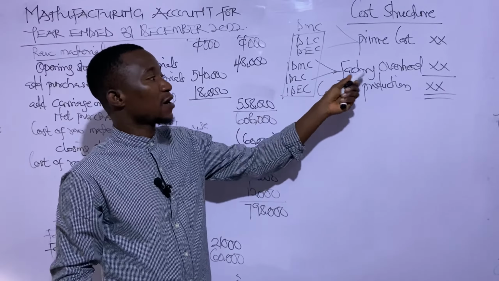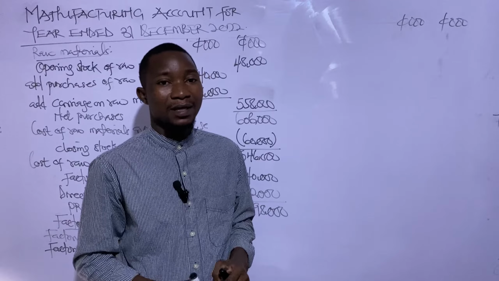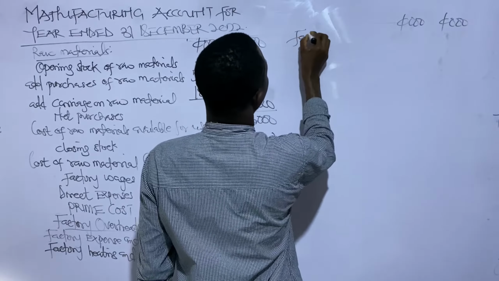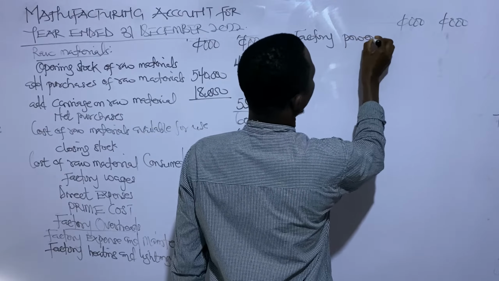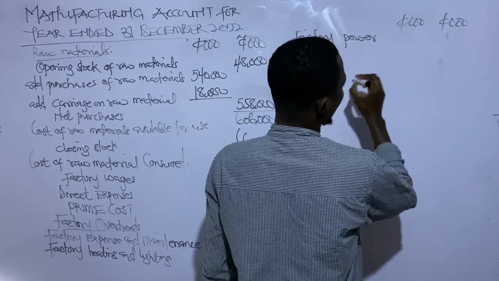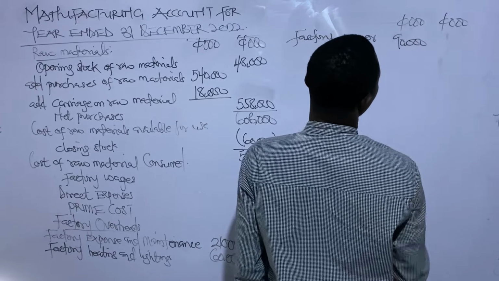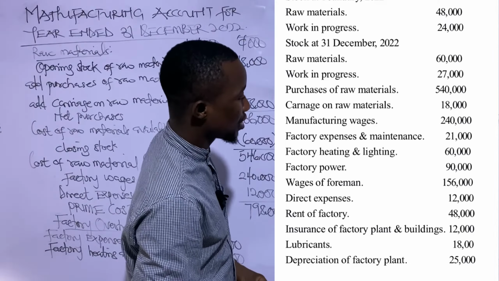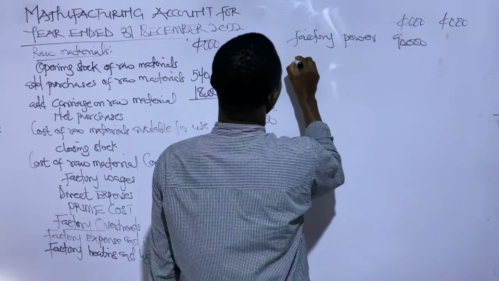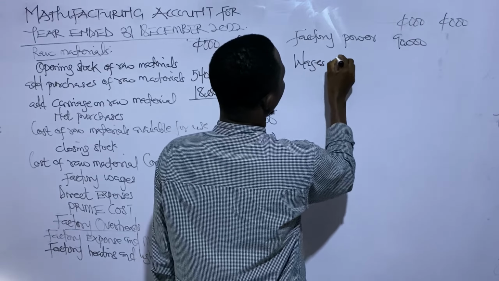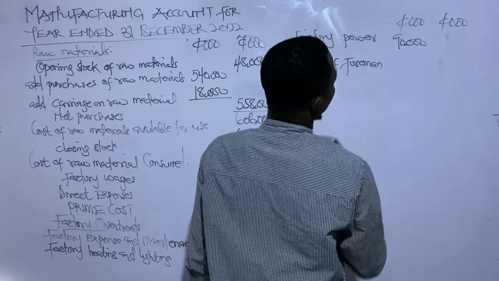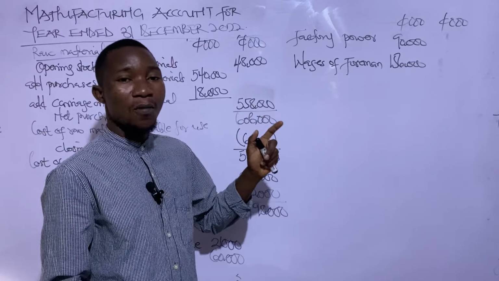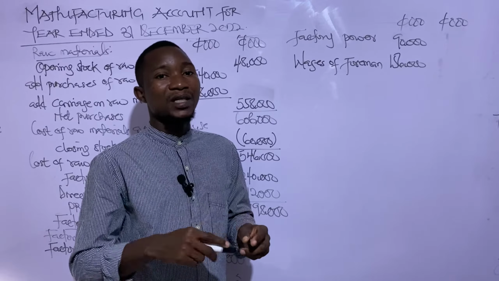But remember that we are on the factory overheads. After recording the factory heating and lighting, the next indirect expense in this question is the factory power, and the factory power is 90,000. Good. Then when we look through the question again, we could see that another indirect is wages of foreman, an amount of 156,000. The wages for the foreman is indirect because it cannot be directly traced to the product made.